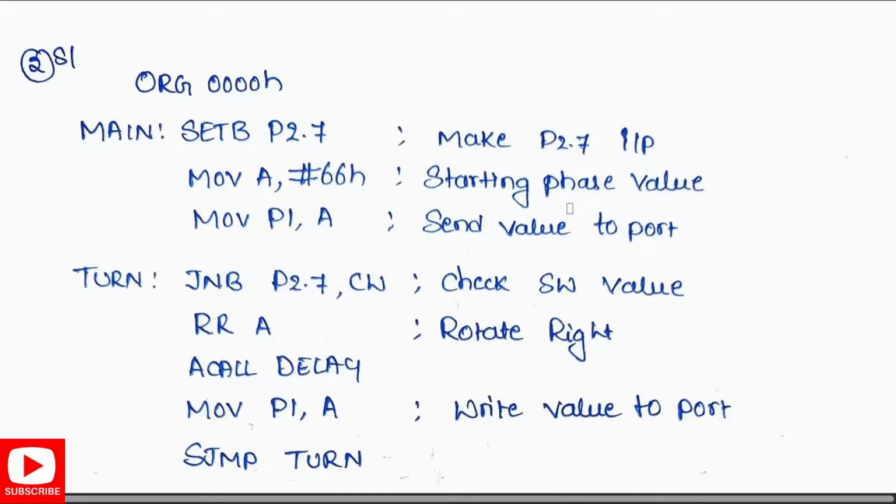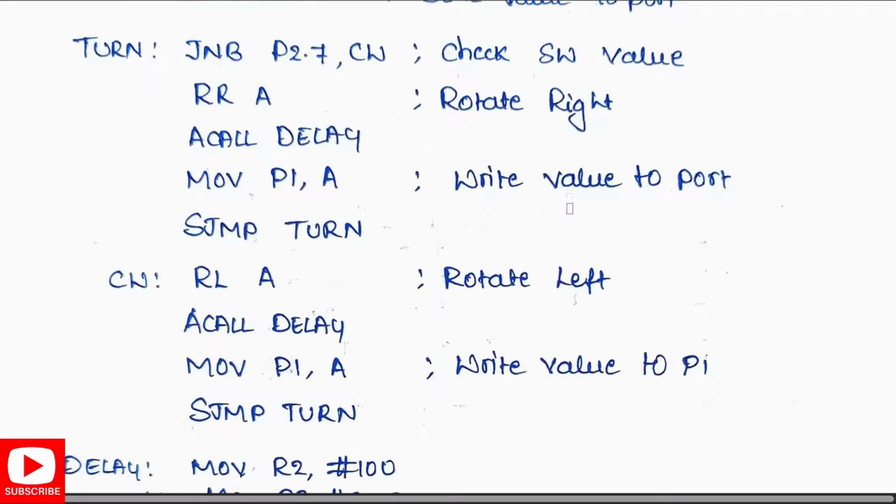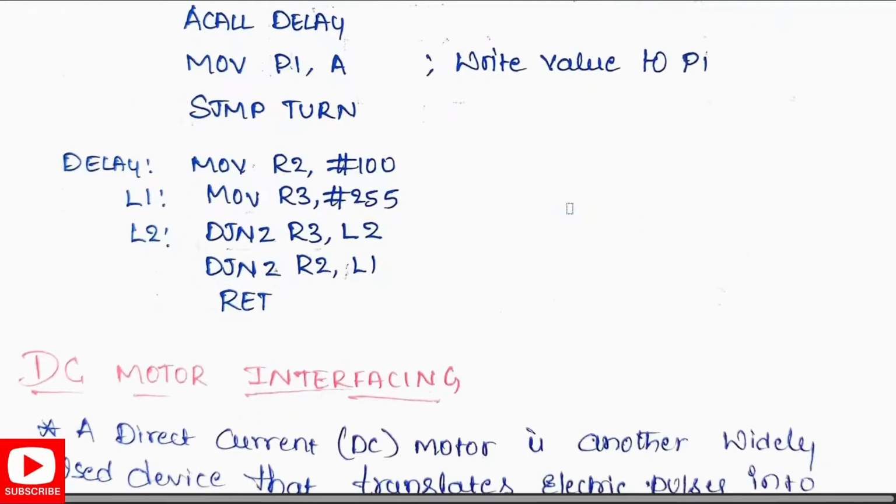Now for the switch 1, you have to write ORG 000H. Then first set P2.0 to make it take an input. Then start the value by fixing the value 66H in A, and move it to port 1. Then start a loop, turn JNB P2.0, clockwise. Check the switch value. Rotate right, then delay it. Then move the value to the port, then SJMP turn. Keep on continuing this until it satisfies the JNB jump instruction. Then CW, that is clockwise. RL, rotate left A, then call the delay, move it to the port, short jump. So finally write the delay subroutine.